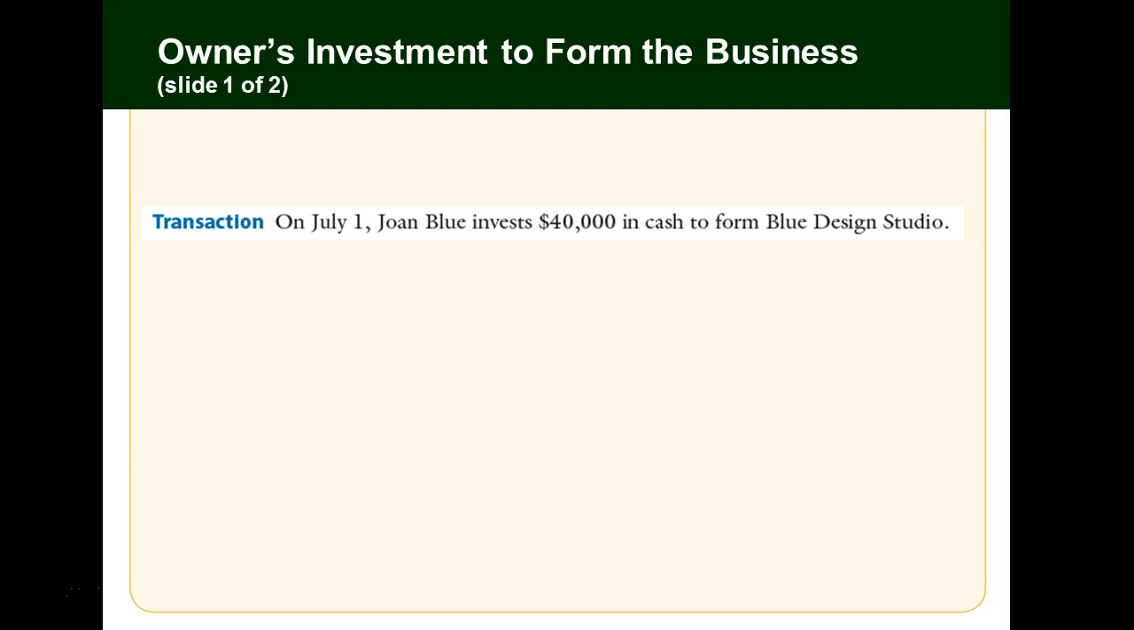So, we're going to analyze a transaction here. On July 1st, Joan Blue invests $40,000 in cash to form Blue Design Studios. Okay? Recognition? July 1st. Classification? That's what we've got to figure out, isn't it? That's the harder part, guys. How much is the valuation? $40,000.